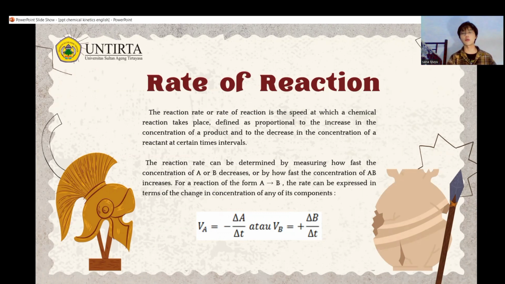For the reaction of the form A to B, the rate can be expressed in terms of the change in concentration of any of its components. The reaction rate of the reactant is equal to minus the change of concentration of reactant divided by the time interval, or the rate of reaction of the product is plus the change of concentration divided by the time interval.